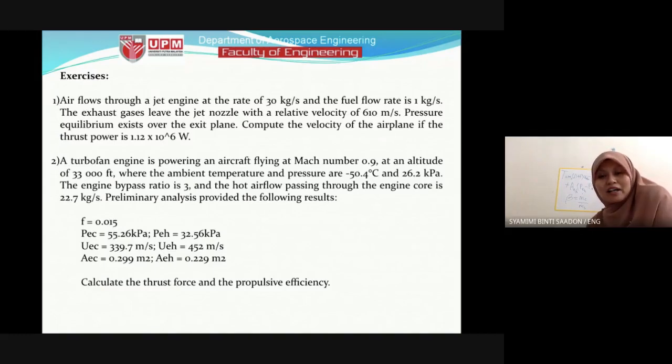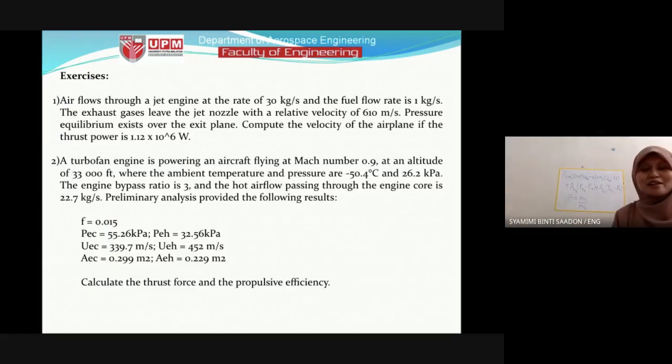Normally for air in propulsion problems, we use the gamma for air 1.33, or you can still use 1.4. Just that the answer will be a bit different. Otherwise, please use 1.33.